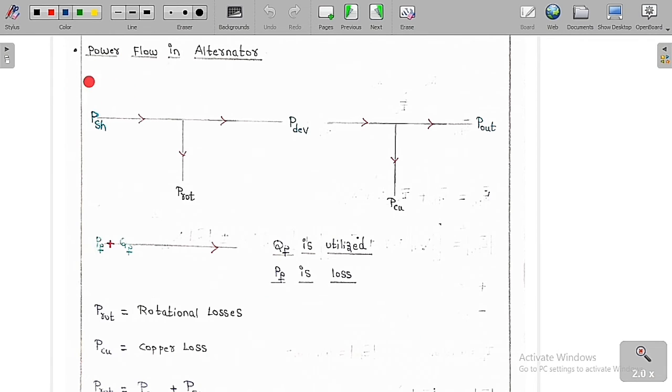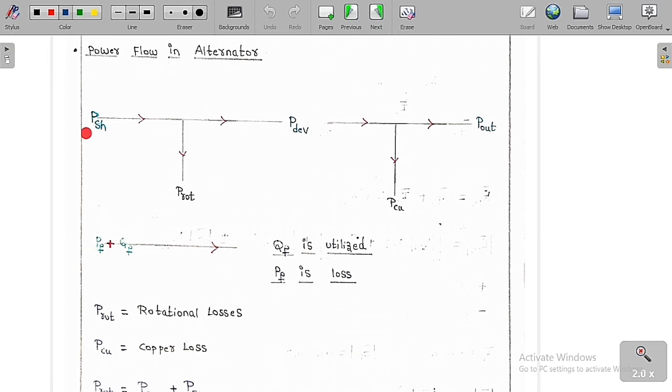Now let me draw the power flow in the alternator. I have already told you, in the alternator the shaft is going to rotate. The input power is the shaft power. There will be some rotational losses, so some power goes in the form of rotational losses, and the remaining power is called the developed power. The power developed is EF into IA. But again, there will be some copper losses, and then what remains is called the output power. So this is the diagram of the active power flow in an alternator.